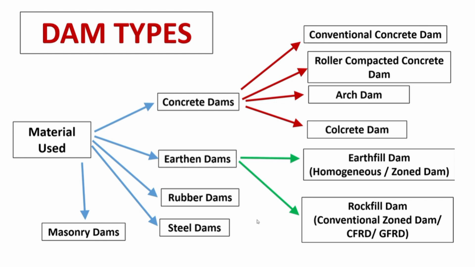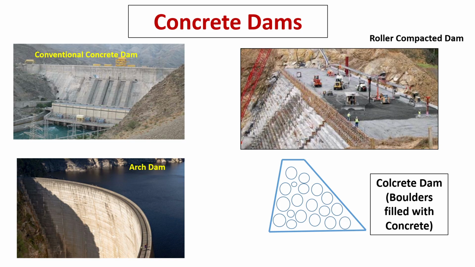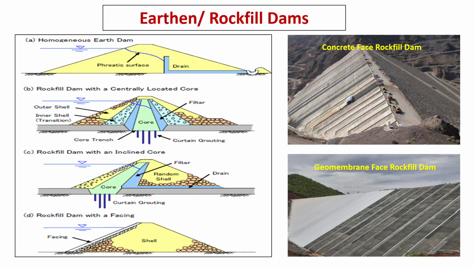Under each category we have further different dams. In concrete dams, we have conventional concrete dam, roller compacted concrete dam, arch dam and cellular dams. Roller compacted dam is placing concrete in layers and rolling, just like in an earthen dam. In earthen dam we have four main types. One is the homogeneous dam. These dams are generally low-height dams.